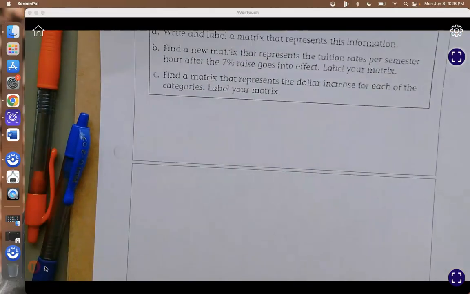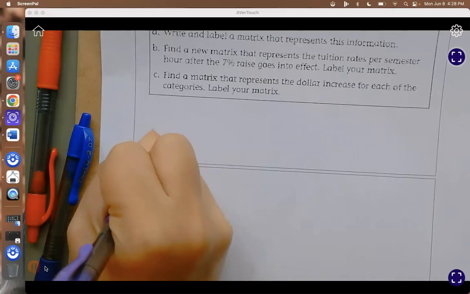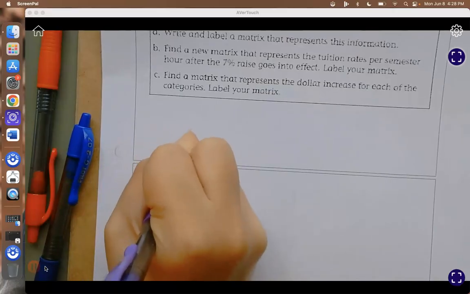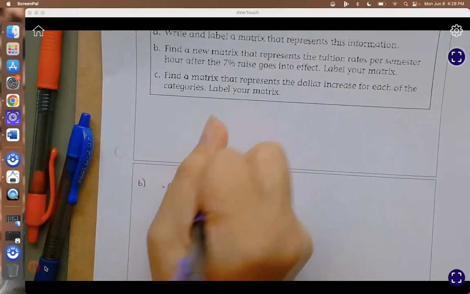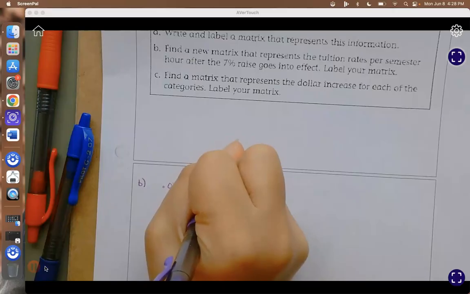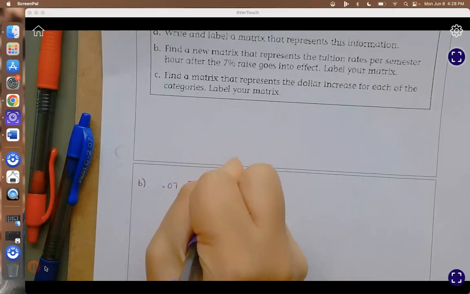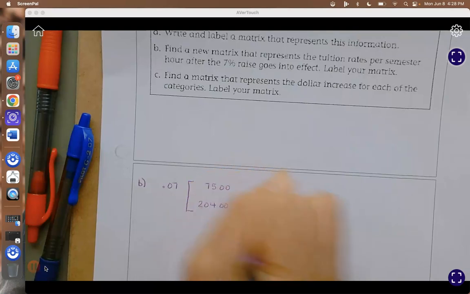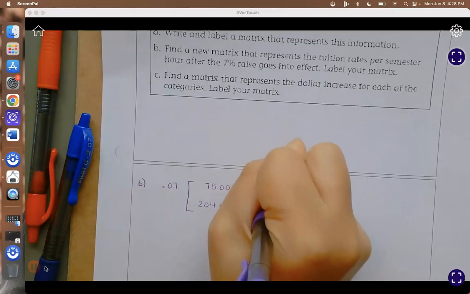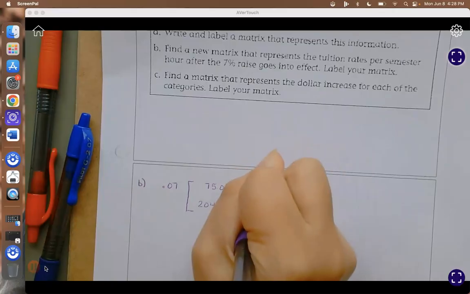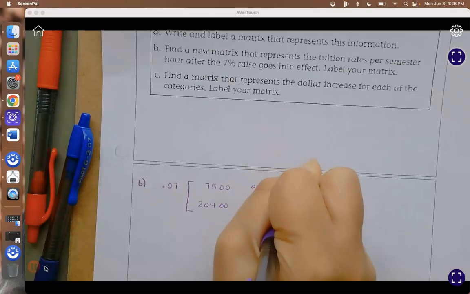Find a new matrix that represents the tuition rates per semester after the 7% raise goes into effect. So, for part B, we would do 0.07 times the 75, 0.07 times the 204, 0.07 times the 99.25, 0.07 times the 245.25.